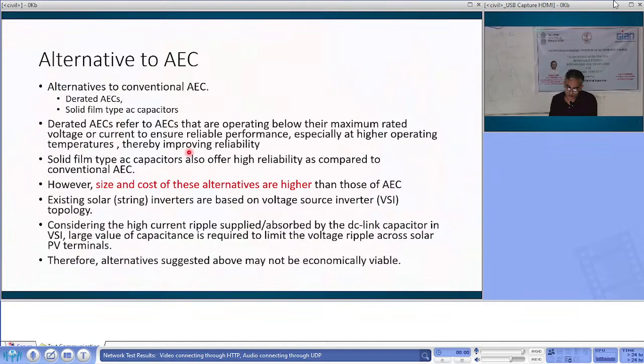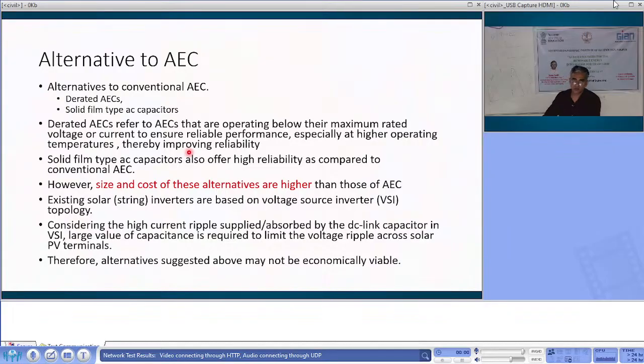The existing solar inverters are based on voltage source inverter topologies. Considering the high current ripple supplied and absorbed by the DC link capacitor in the voltage source inverter, a large value of capacitance is required to limit the voltage ripple across the solar PV inverter terminals. Therefore, the alternatives suggested above may not be economically viable.